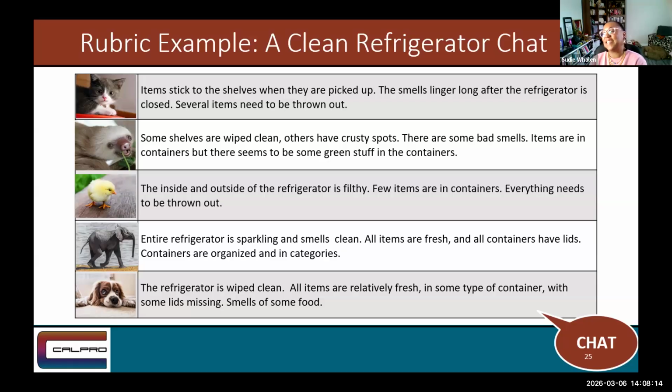All right, last one. This is for our puppy. The refrigerator is wiped clean. All items are relatively fresh in some type of container with some lids missing. Smells of some food, but notice nothing was green and it's not stinky this time. Where do we put this one? A 3. Isabel said nah. Sorry, it was 3. Okay. Isabella said about 3.